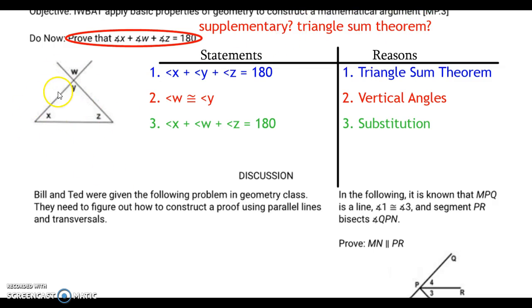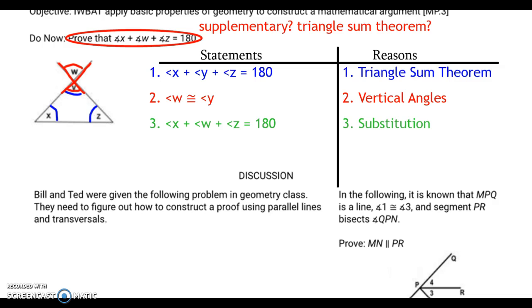And just looking at this diagram, it looks like I have a triangle. We are able to mark off the different angles in this triangle. X, Y, and Z are all here, and they sum to 180. And the reason that we know that is because of the triangle sum theorem. The second step was to say that angle W is congruent to angle Y. The reason we know that this angle and this angle are congruent is because of vertical angles. That's a classic vertical angle shape with that X of two intersecting lines.